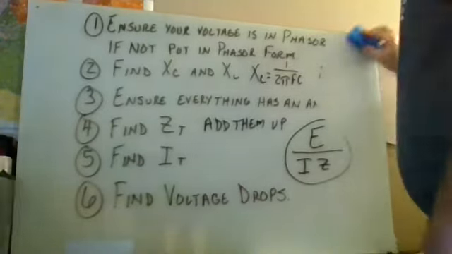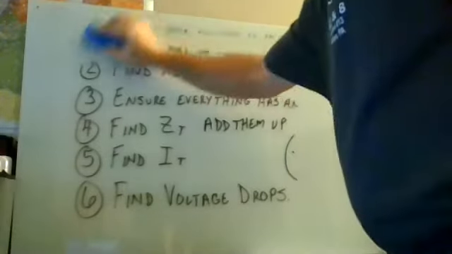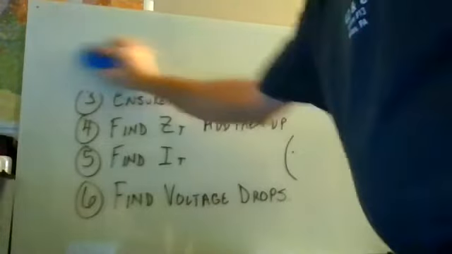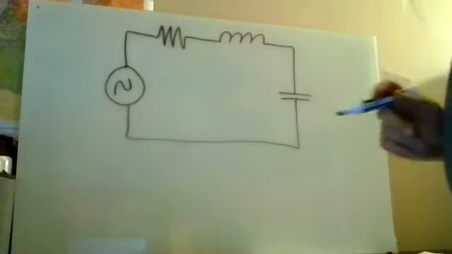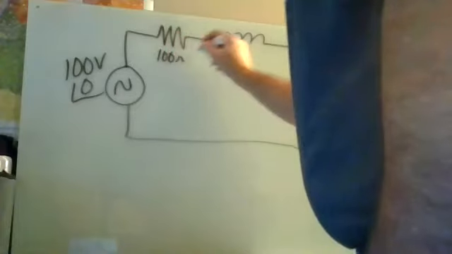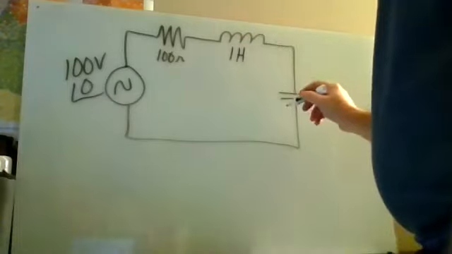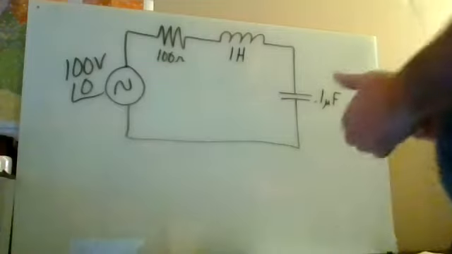Okay, so let's try a circuit and we'll walk through this one, because all we did on Monday was put up a circuit and find Z total. So we're actually going to walk through and do the whole thing. We're going to find Z total, and then I total, and all our voltage drops. So we have a circuit that looks like this. And remember, this is my schematic symbol for my AC power source. If it was a DC, it would just be a battery. So that's the circuit I have.